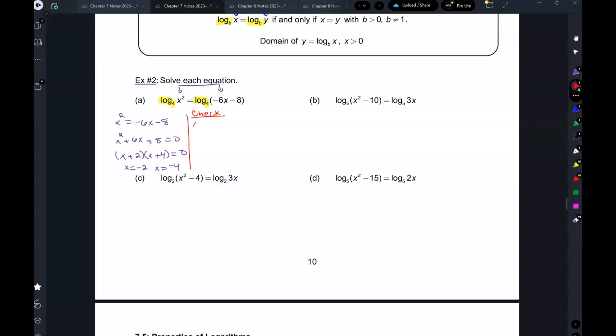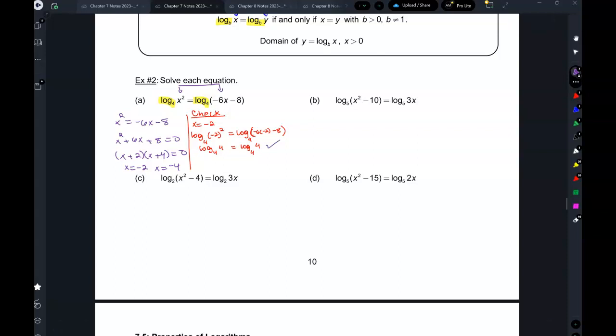Let's first check x equals negative 2. I'm going to take negative 2 and plug it into the original equation of the logs. So I have log base 4 of negative 2 squared, equal to log base 4 of negative 6 times negative 2 minus 8. Okay, so here I have log base 4 of 4, log base 4 of 4 again, so these do work.